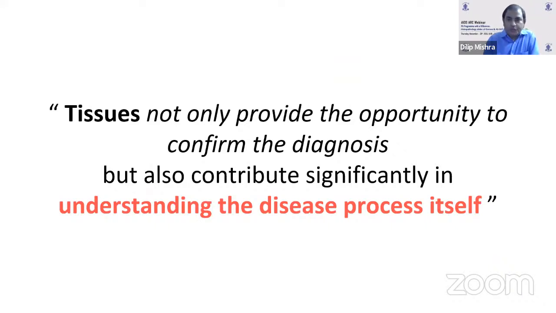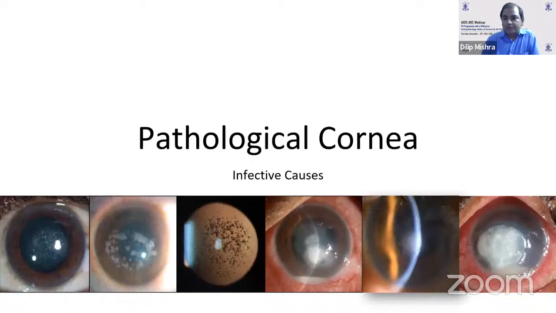Tissue not only provides the opportunity to confirm the diagnosis, but also contributes significantly to understanding the disease process itself. Meaning that without normal histology, you are not able to diagnose any abnormal structure in the tissue, whether it is infective or a dystrophy. So I'm going one by one through some common infective causes of the cornea.